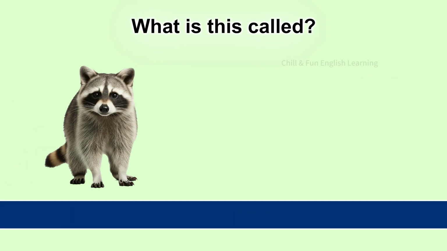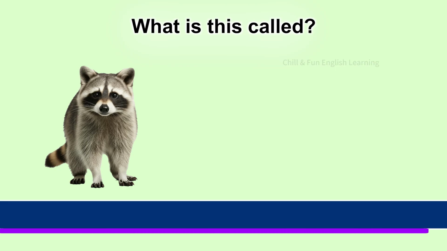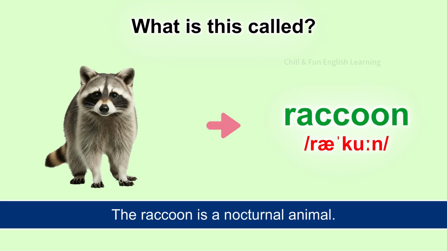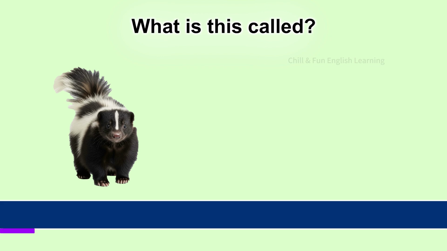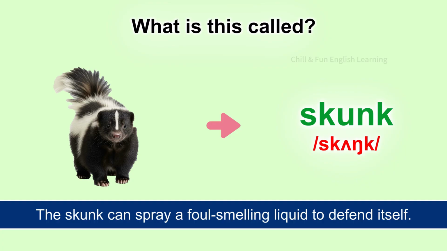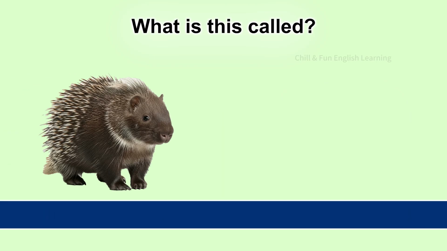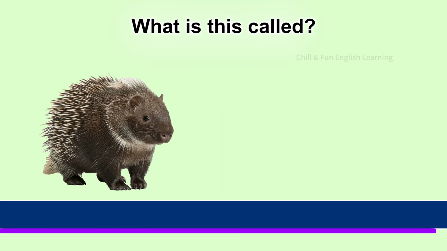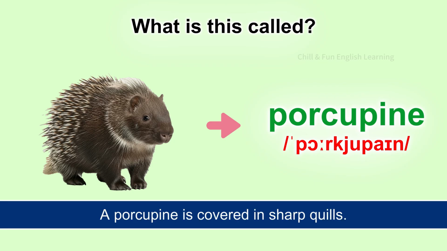What is this called in English? Raccoon. For example, the raccoon is a nocturnal animal. What is this called in English? Skunk. For example, the skunk can spray a foul-smelling liquid to defend itself. What is this called in English? Porcupine. For example, a porcupine is covered in sharp quills.